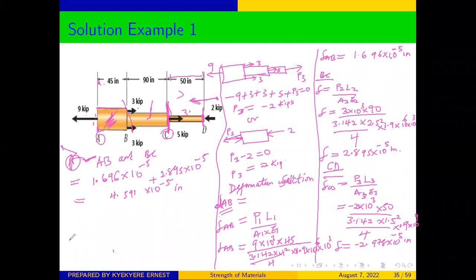And the last one, we are asked to calculate the displacement of point D with respect to A. It means that it will be as a result of AB, BC, and CD. And so in the last question, we need to put all the three deformations together. The deformation of D with respect to A is going to be the deformation in AB, plus deformation in BC, plus deformation in CD.